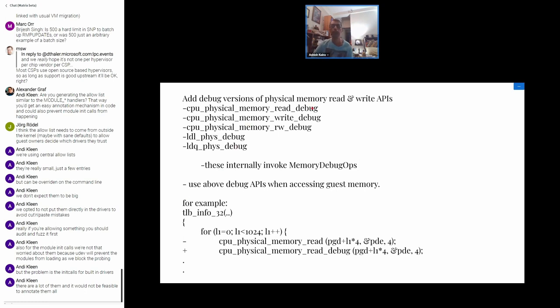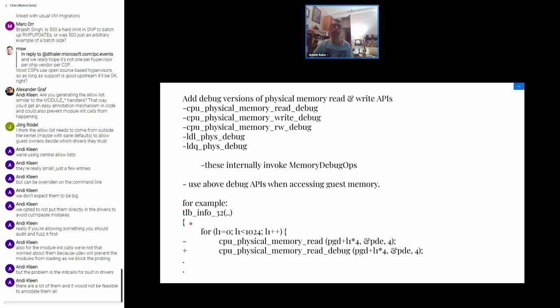For the physical memory read-write APIs, there have been new specific interface functions added. So there are all the CPU physical memory read-write debug functions, and then there's the reading of a long or a keyword specific interface, which again internally invokes the new memory debug ops structure. So you need to make specific changes in the QEMU code whenever it's accessing guest memory.